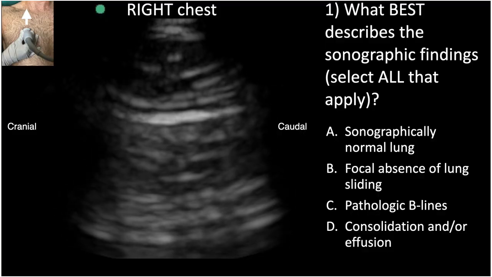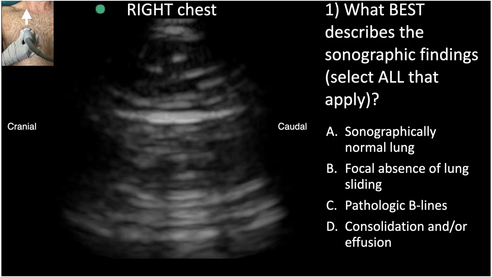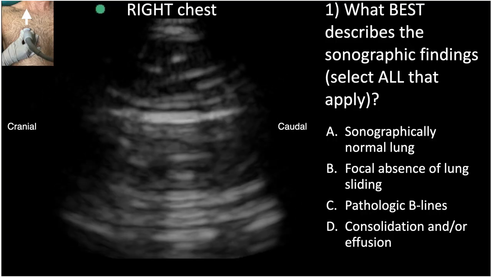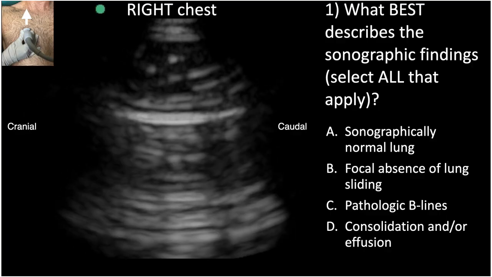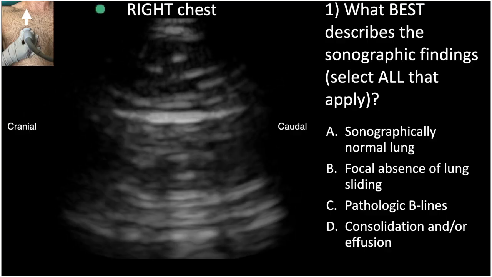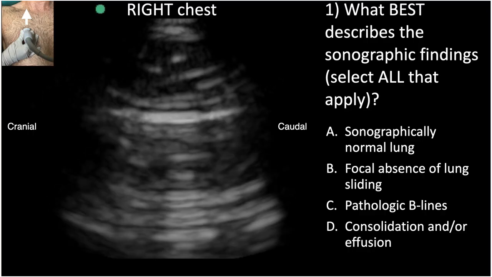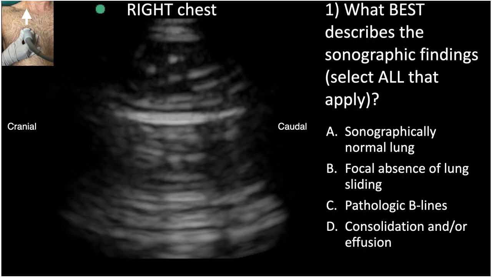Here's a representative ultrasound clip of the patient's right anterior chest. Question 1. What best describes the sonographic findings? Select all that apply. A. Sonographically normal lung. B. Focal absence of lung sliding. C. Pathologic B lines. D. Consolidation and/or effusion.